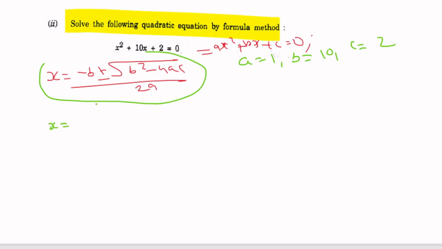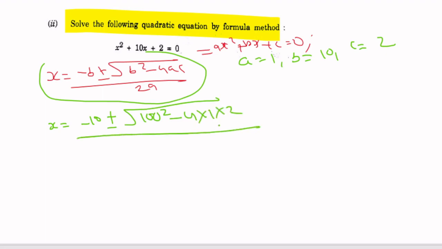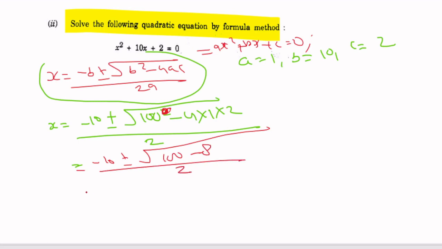So x is equal to minus b, that is minus 10, plus minus square root of b square, 10 square is 100, minus 4 into a is 1 and c is 2. Divide by 2 into a, so 2 into 1, that is 2. Perfect. Now solve this further. So minus 10 plus minus, 10 square is 100, no need to write square again. So 100 minus 8 divided by 2, minus 10 plus minus, this will be 92 divided by 2.